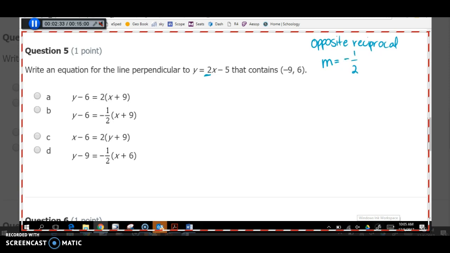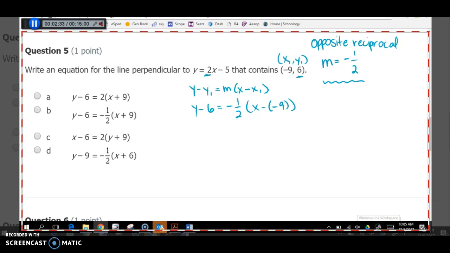Okay. We also are given the point -9, 6, which is going to be your x1, y1. And the formula you need is the point slope, which is y minus y1 equals m times x minus x1. And now we're just substituting in, and that y1 comes from our point, y minus 6 equals our slope here, -1/2 times x minus that -9.